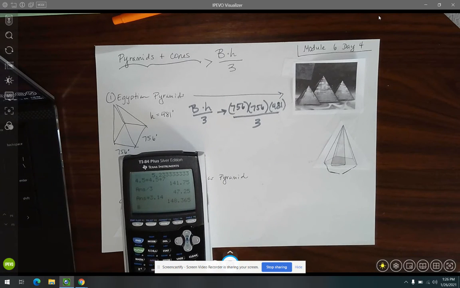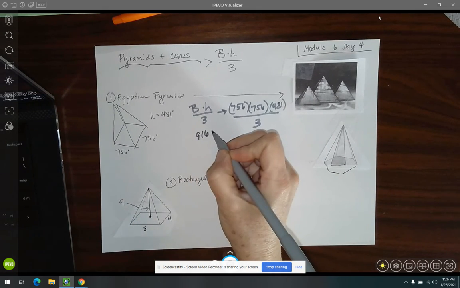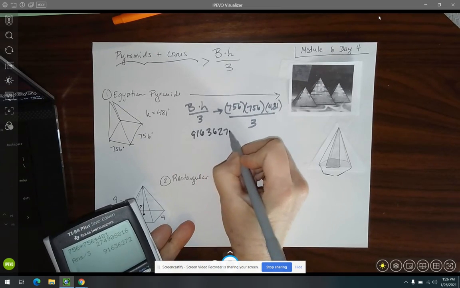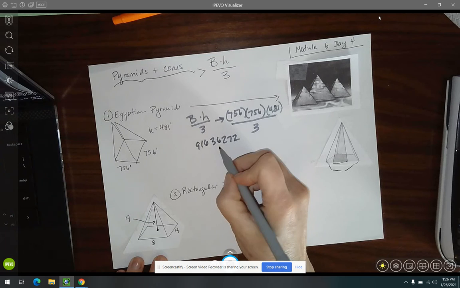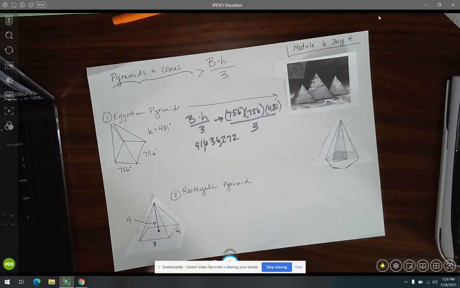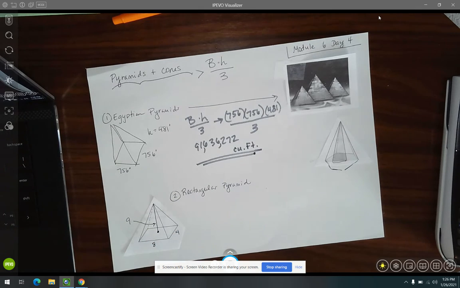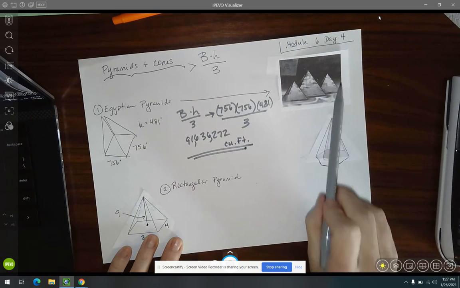So I'm now going to use my handy dandy calculator, and 756 times 756 times 481, and then I'm going to divide that all by 3, and it's a ginormous number, 91,636,272. And I have to put commas in or else I can't tell what I'm looking at. So there, 91,636,272 cubic feet. That's a lot of sand and dirt inside, or mummies maybe.